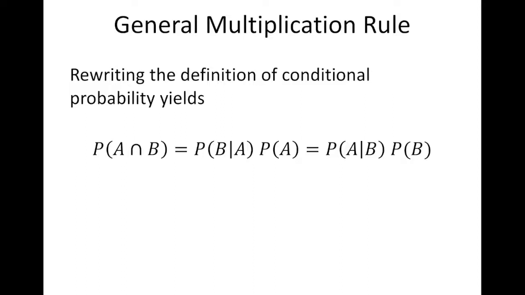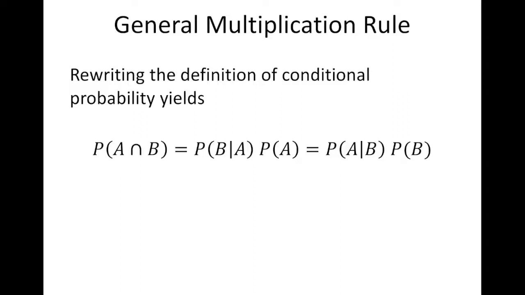The general multiplication rule is found just by rewriting the definition of conditional probability. Now, to rewrite the definition of conditional probability, we have to assume that probability of A and probability of B are not 0. So let's eliminate those possible edge cases again and look at what this says. It says the probability of A intersect B, or A and B, is equal to either the conditional probability of B given A times the probability of A, or the probability of A given B times the probability of B.